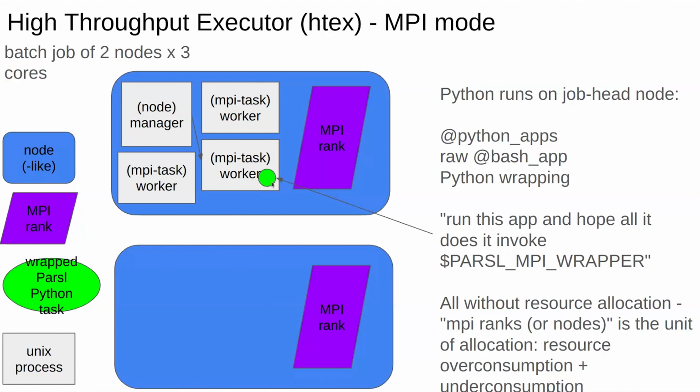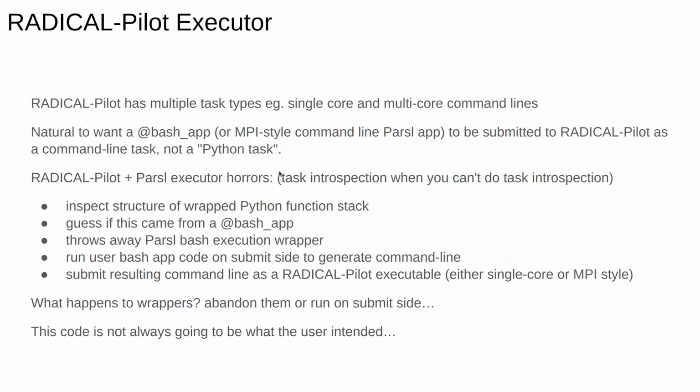So there's a constraint that we hope the user submits apps that only ever invoke the MPI wrapper and don't do anything else. But there's no way of enforcing that because, again, this is an opaque Python function. So it's like, here's a function, we hope it only does this, but we can't inspect it in any way. Okay, radical.